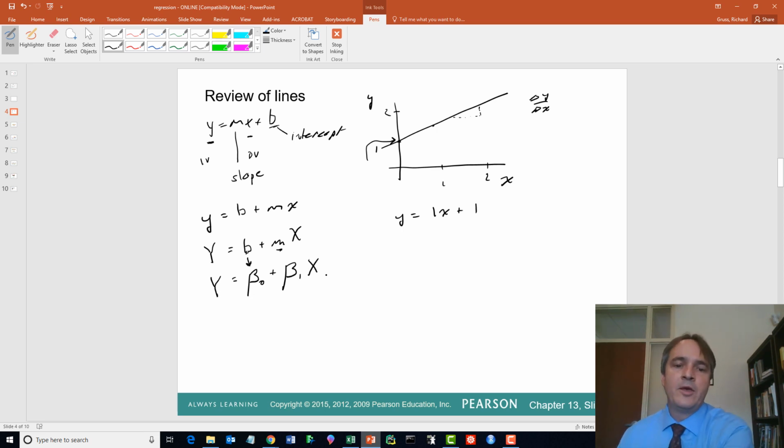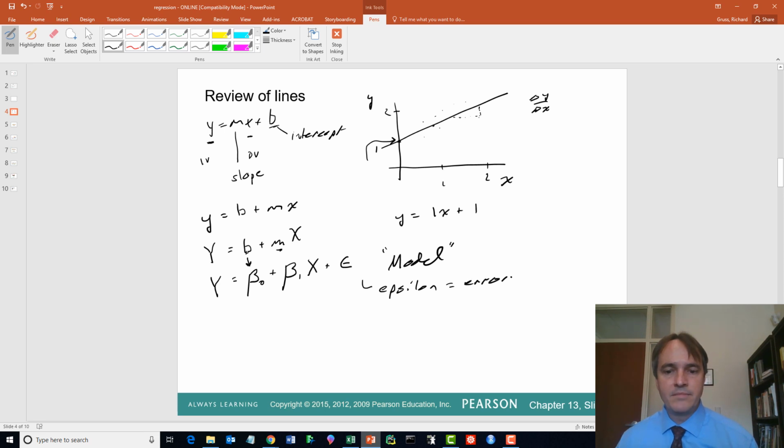Now, we have to acknowledge that we understand that a line will never perfectly describe a population. So we're going to roll into this equation an idea that we know there's going to be some error. This error is going to be the difference between what we observe and what the true value is. So we're going to say in our model here, we'll call this our model, we're going to put in an epsilon. That's the Greek letter epsilon, and that's going to be the amount of error.